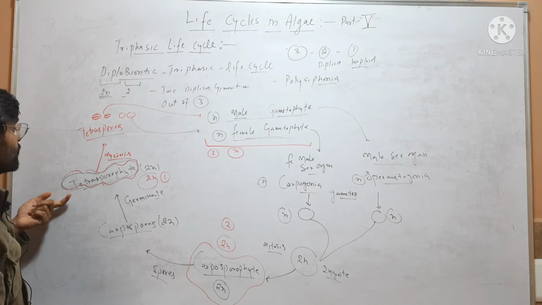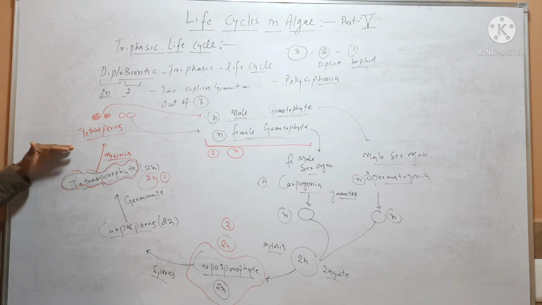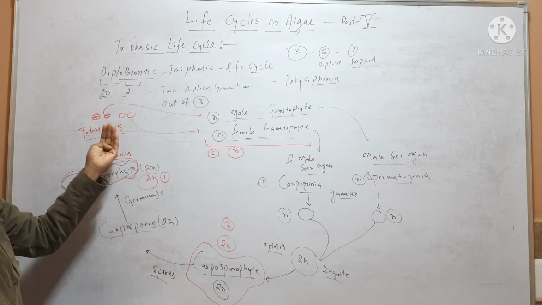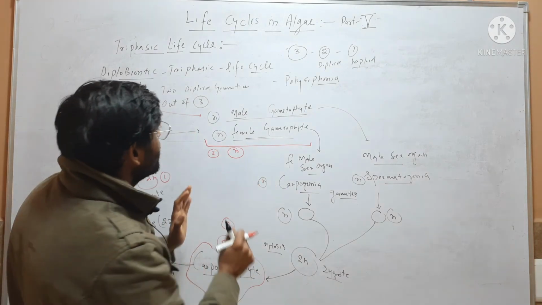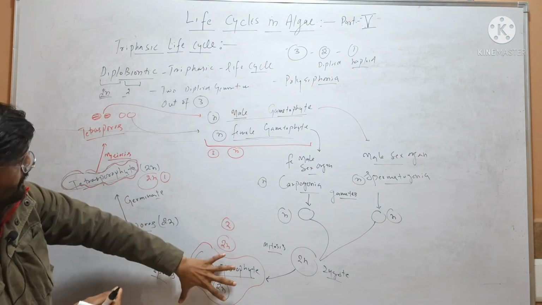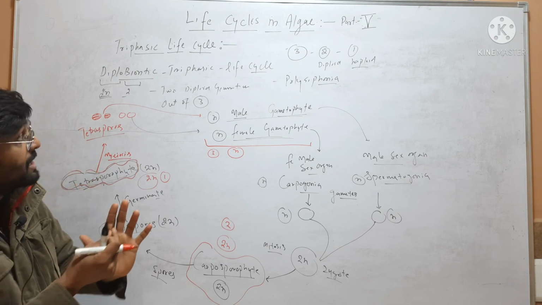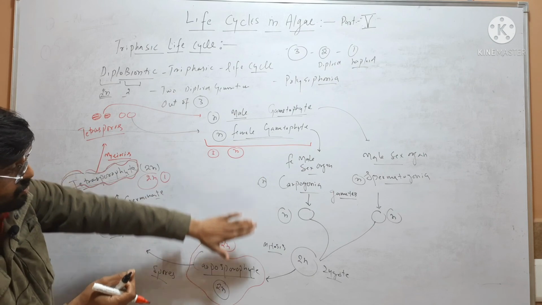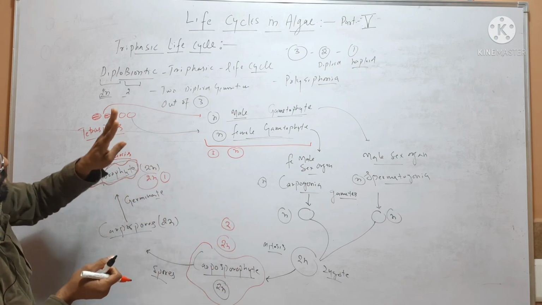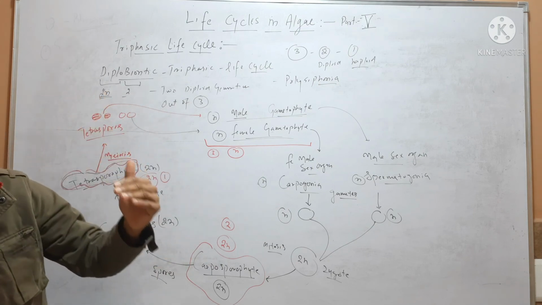They will germinate and form tetrasporophyte. That is also a diploid structure. Then by meiosis, these tetrasporophytes form tetraspores, and out of 4 tetraspores, 2 will form male gametophyte and the other 2 will form female gametophyte. Here we can see that there are 2 diploid generations and 1 haploid. This is the haploid generation, and the others are diploid generations. That is why it is called diplobiontic triphasic. Triphasic, there are 3 phases in this life cycle. Out of 3 phases, 2 are diploid, 1 is haploid. That is why it is called diplobiontic life cycle.